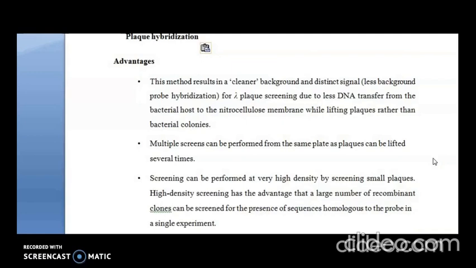This method results in a cleaner background and distinct signal, and multiple screens can be performed from the same plate as plates can be lifted several times. Screening can be performed at very high density by screening small plates. High density screening has the advantage that a large number of recombinant clones can be screened for the presence of sequences homologous to the probe in a single experiment.